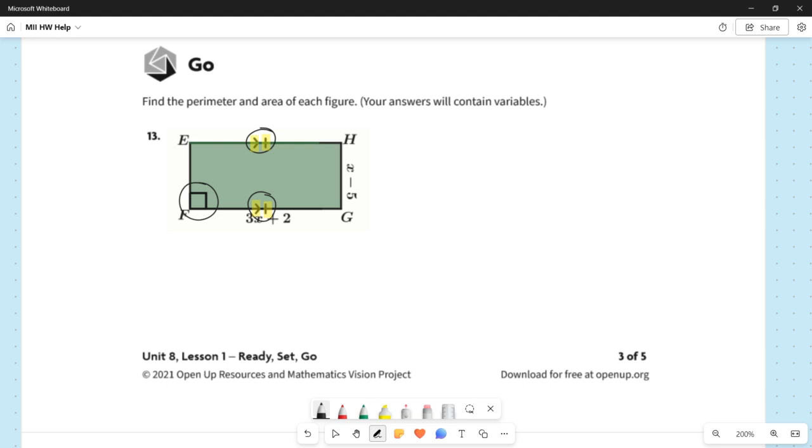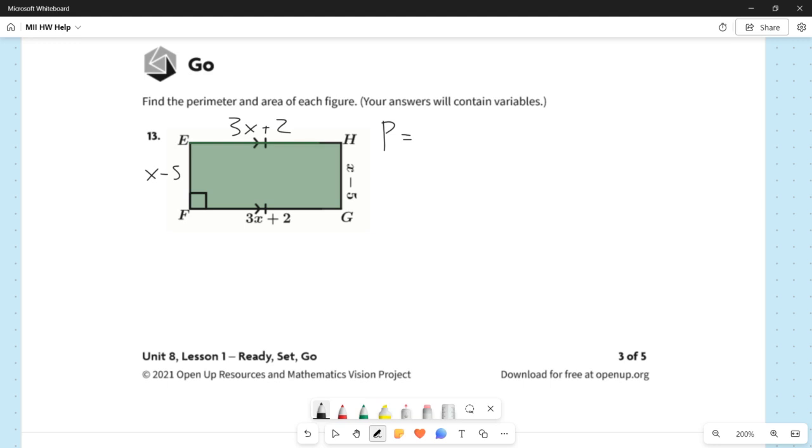So, for number 13, we want the perimeter and area. Let's start with perimeter. And I'll get rid of all my extra stuff here. So we know this is a rectangle, and one of the properties of rectangles is that opposite sides are congruent. So that means that the top is also 3x plus 2, because it's the same thing as the bottom. And we also know that the left is x minus 5, because the right is x minus 5. Now the perimeter means we just add all of these things up. So 3x plus 2 plus x minus 5 plus 3x plus 2 plus x minus 5.